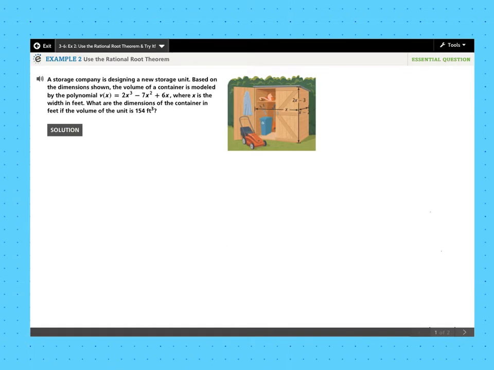So what this is saying is I want 154 is the volume, and that should equal 2x cubed minus 7x squared plus 6x. And that's the setup, right? And if I want to swing the 154 over, I can set the polynomial equal to 0, and I can solve it from there. You haven't learned how to solve this, and we're looking for possible solutions in this unit.